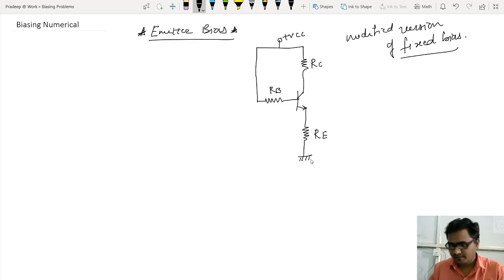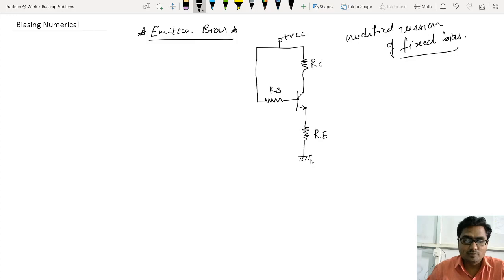Now you will come to know that this is a really simple thing to derive, the stability factor for this circuit. We have studied the stability factor for a fixed bias, but some students get confused by analyzing the current flowing through RE. They went somewhere else and derived something else, which is completely wrong. Now I'll tell you the optimized solution to derive this stability factor of the emitter bias circuit.